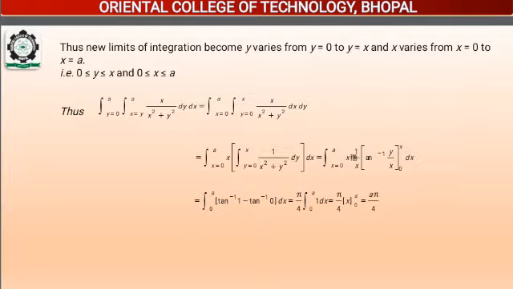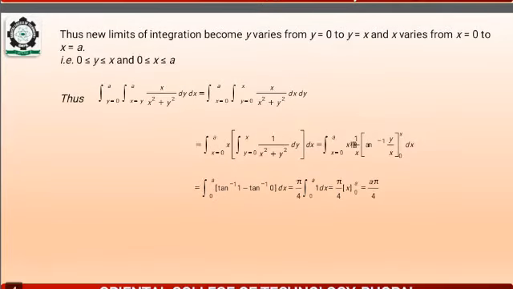Here apply the integration formula: integration of 1 upon a square plus x square dx equals 1 upon a tan inverse x by a. So here first we have to integrate with respect to y, that is, integration of 1 upon x square plus y square is 1 upon x tan inverse y upon x.